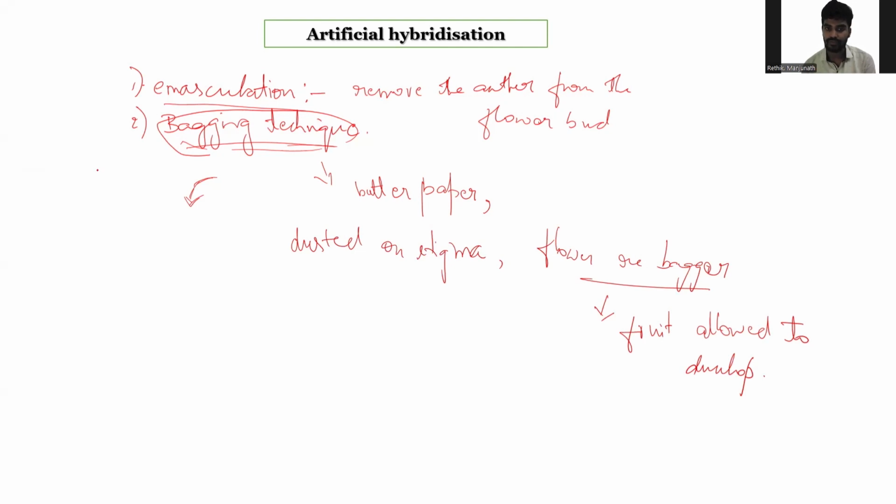In the same way, if the female parent produces unisexual flowers, that is, only one sex, then there is no need for the emasculation process, because emasculation is only used when the flower is bisexual, that is, has both male and female parts. If it has only female parts, there is no need for emasculation. So directly you can go with the bagging technique. Okay, this is how artificial hybridization is achieved.